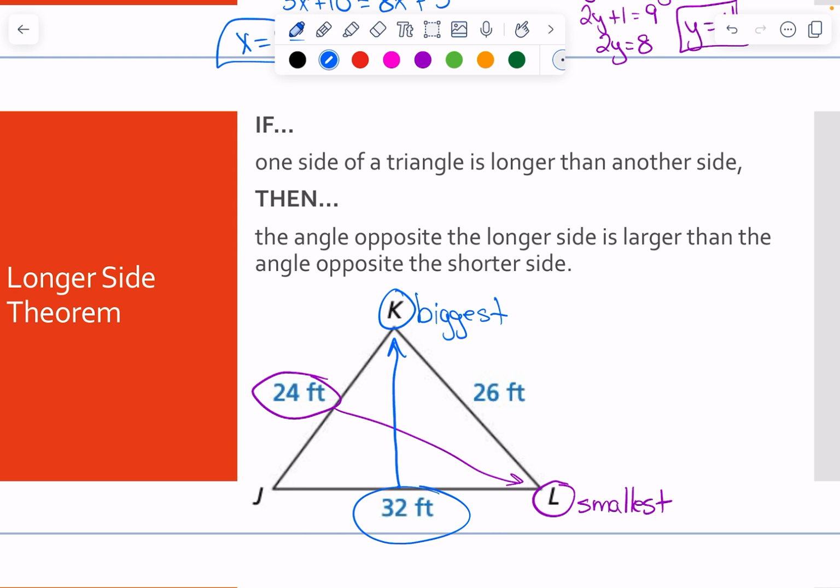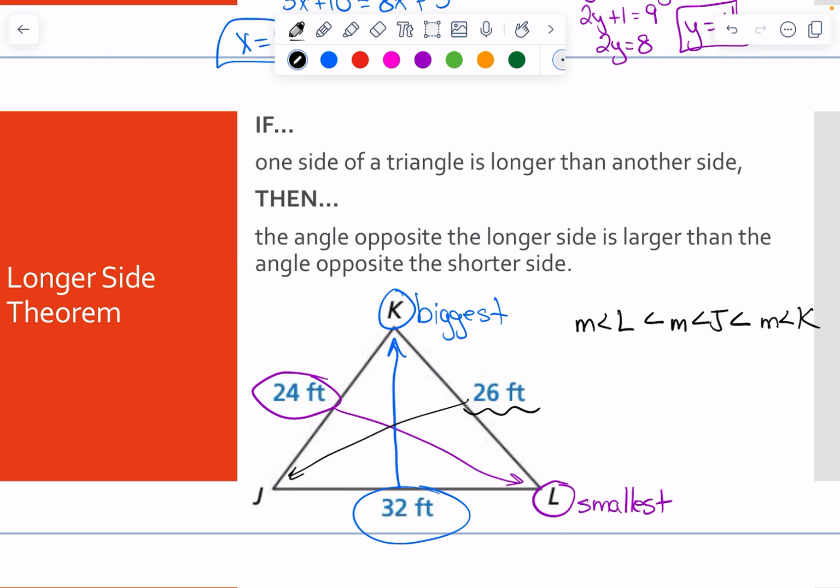Okay, so if I wanted to write that into an inequality, I know that the measure of angle L has to be less than the one in the middle here, which is going to be the measure of angle J, which has to be less than the measure of angle K.